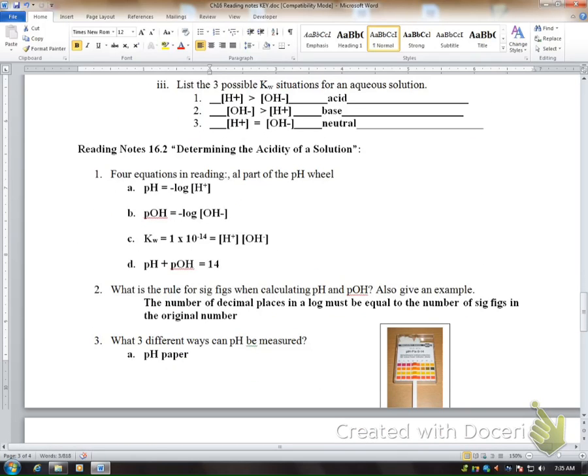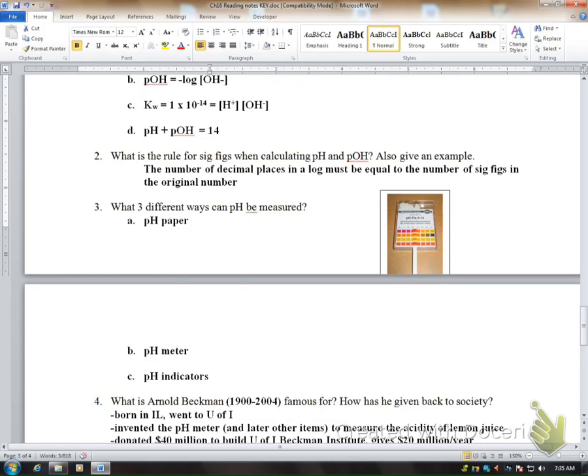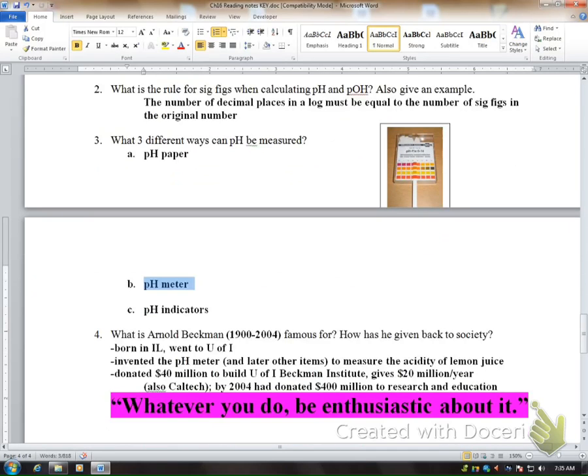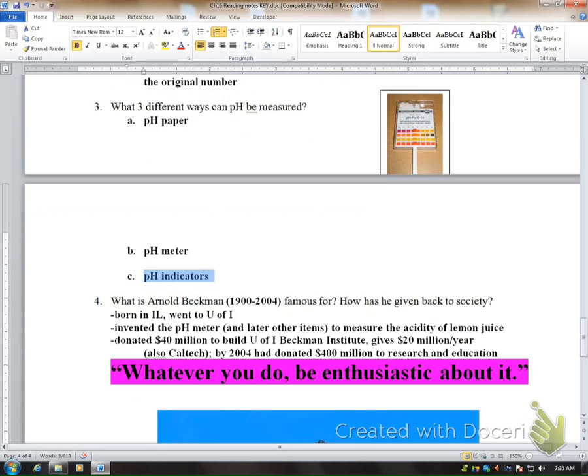Here are the 4 equations that we're using. You already have those in your notes. These are all a part of the pH wheel. Read the rules about sig figs. We won't be focusing on that in class, but again, just don't get carried away. There are 3 ways you can measure pH, and we've already done 2 of them in class. We used pH paper the first day. We also used our pH meters the first day. We'll use both of those again. And we will be using pH indicators in labs later this week.